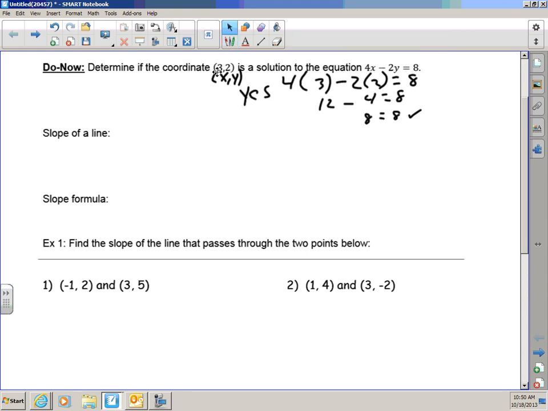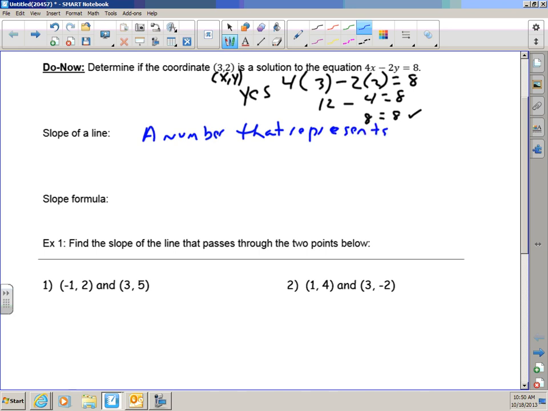Now, when we talk about the slope of a line, what we are talking about from a math standpoint is a number, since it's math, we use numbers, that represents the measure of a line's steepness. So we can put an actual numerical value on a line that tells us how steep it is.